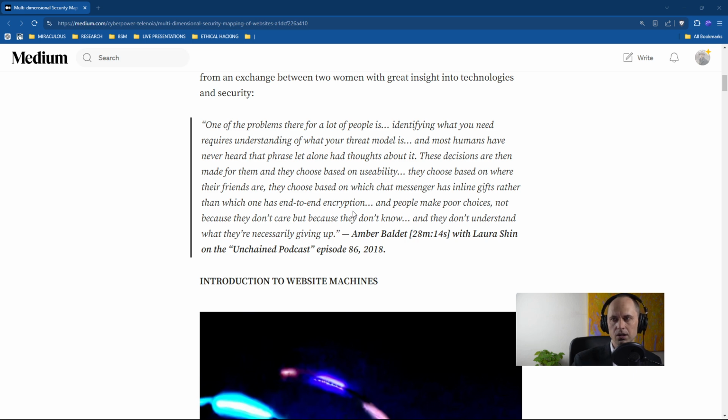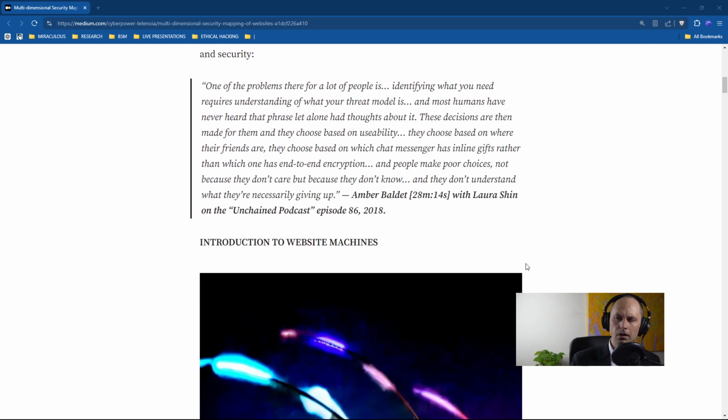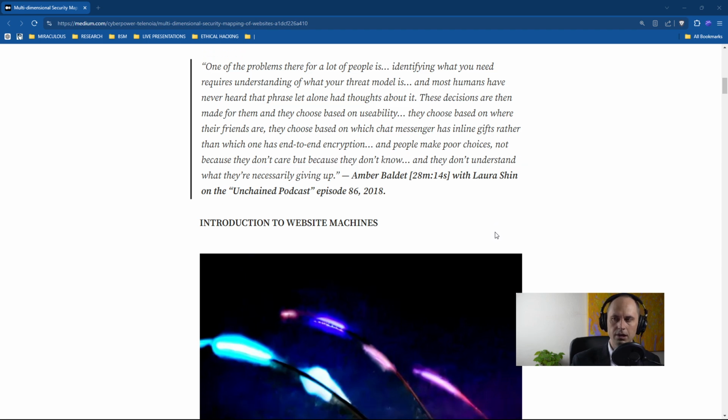They choose based on where their friends are. They choose based on which chat messenger has inline gifts, rather than which one has end-to-end encryption. And people make poor choices, not because they don't care, but because they don't know. And they don't understand what they're necessarily giving up." So that was Amber Baldet at 28 minutes, 14 seconds with Laura Shin on the Unchained podcast, episode 86 in 2018.